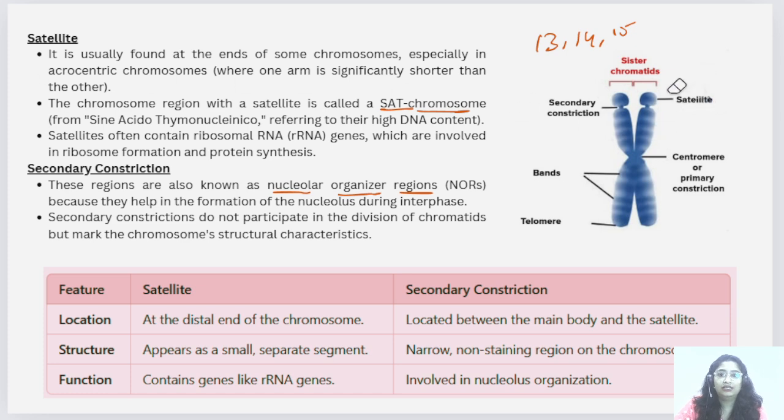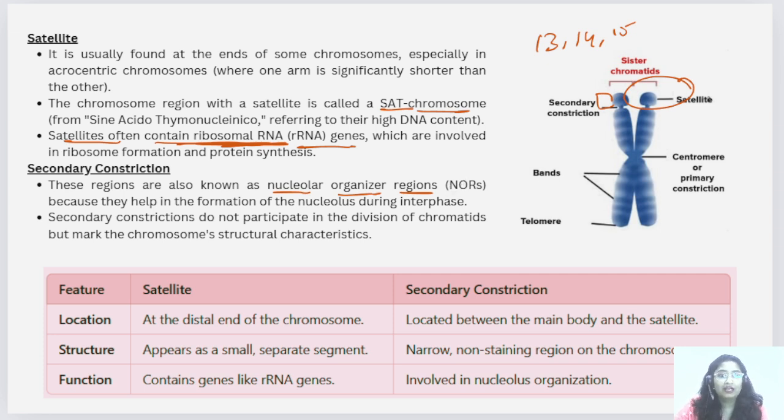But what is the nucleolus? See, this secondary constriction is segregating the normal chromosome from the satellite. This satellite chromosome is going to form the nucleolus region, and it contains the sequence with the ribosomal RNA genes. So this region is going to create the nucleolus region, and that's how it is involved in the process of ribosome formation.